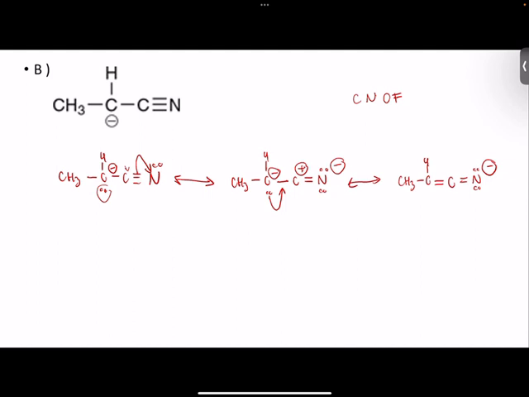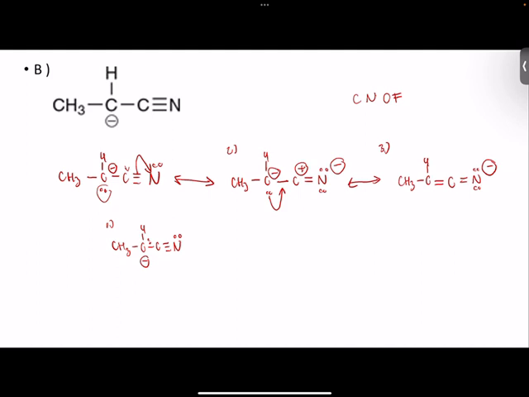So we have to compare all of these: CH3, CH, C, and negative, 2 lone pairs, 1 lone pair, 1 lone pair. Okay. So from these, we have 1, 2, and 3. We have to compare which one is a major contributor and which one is a minor contributor.